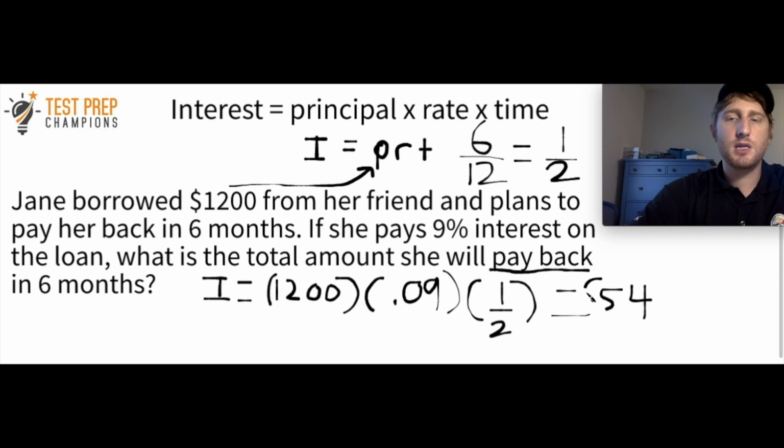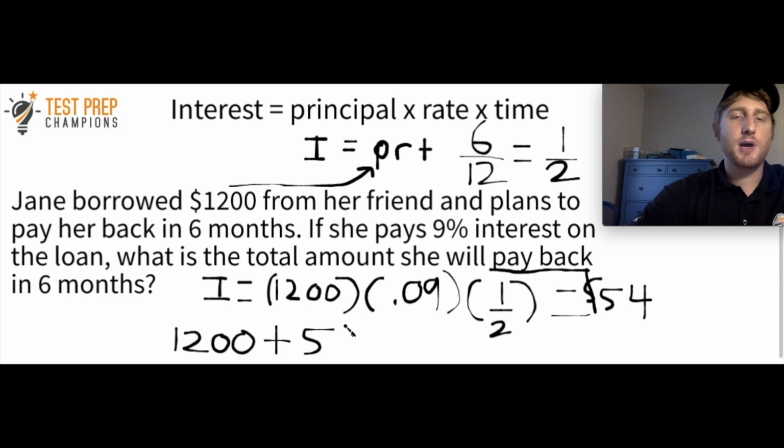54 just tells me the interest, right? But we need to know how much she will pay back. What is the total amount she will pay back in 6 months? So basically, we have to look at how much she borrowed initially, or how much was the principal, in other words. It's $1,200. And we know that the interest is $54. So the total that she pays back is going to be $1,254.